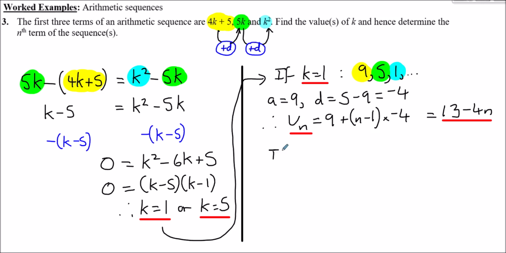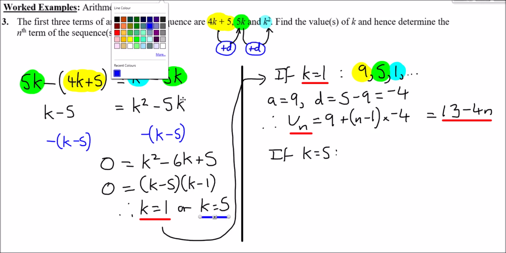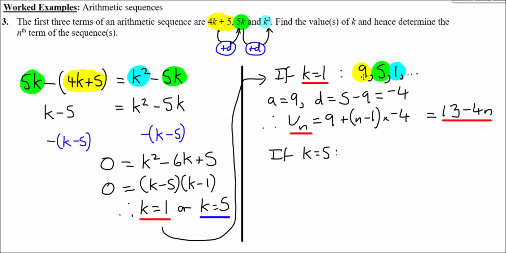Whereas if k were 5, and I think I might just color code this slightly differently, then the first term, 4k plus 5, would be 4 times 5, which is 20, plus 5, which is 25. 5k would be 5 times 5, which is 25. And k squared would be 5 times 5, which is 25. How peculiar.